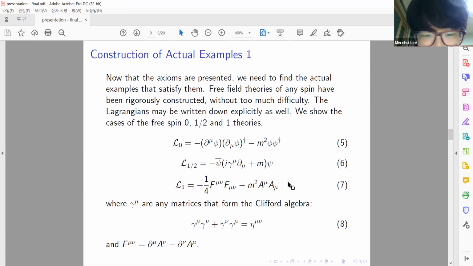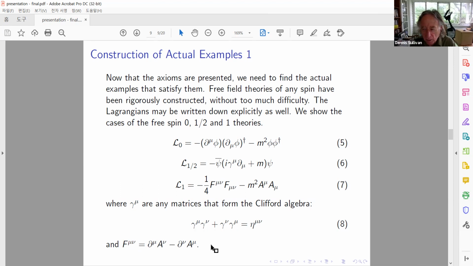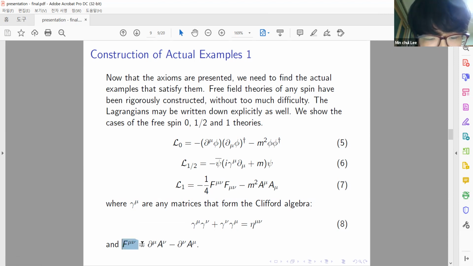is a vector theory. Here, gamma is the matrix that forms the Clifford algebra, which is defined by this relation. It is a mathematically known fact that such gamma matrices should be no smaller than 4×4. Also, F mu nu is larger or no smaller? No smaller. Okay. Yes. And F mu nu is defined as this, where A is the vector potential.